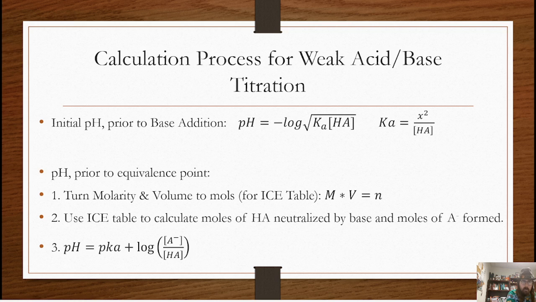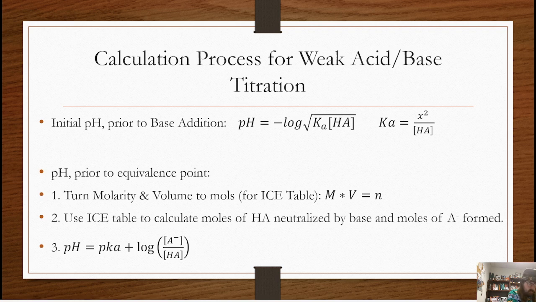Now, prior to equivalence, we have, say, HA, and we're adding OH minus, which is going to partially neutralize this down to A minus and water. And then we have a secondary reaction where HA and water is going to partially form some hydronium and A minus. And this is reversible, and so we have a buffer situation.